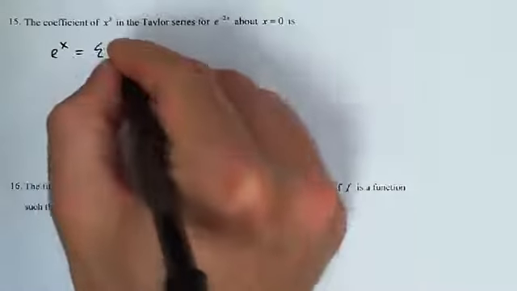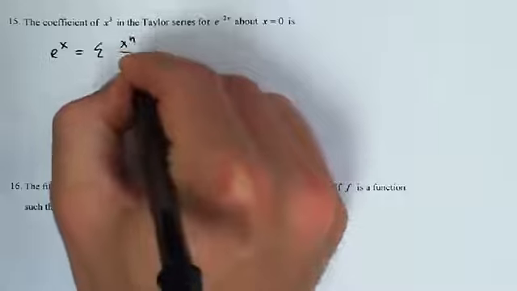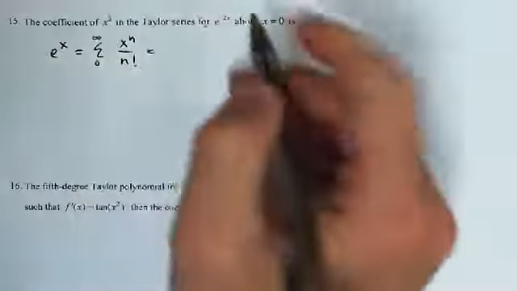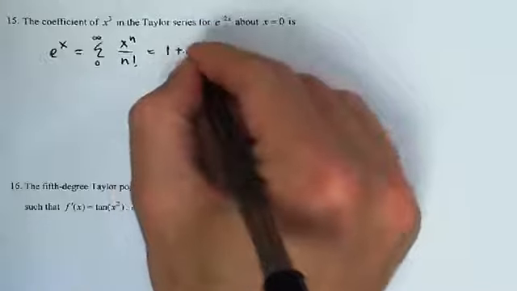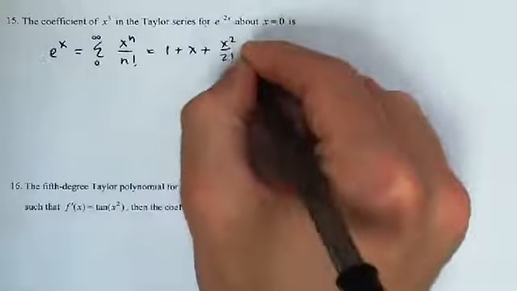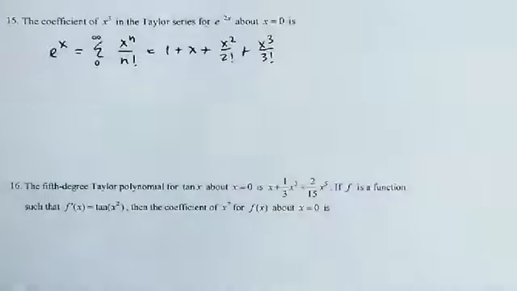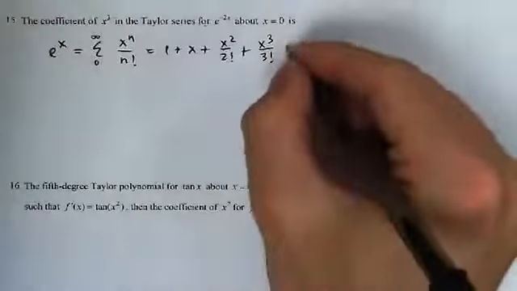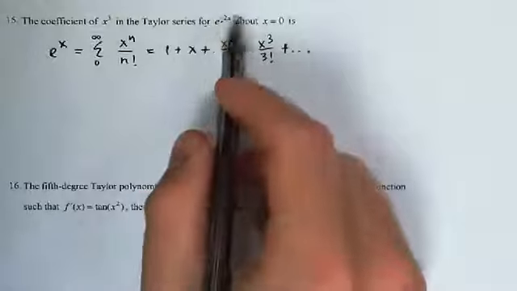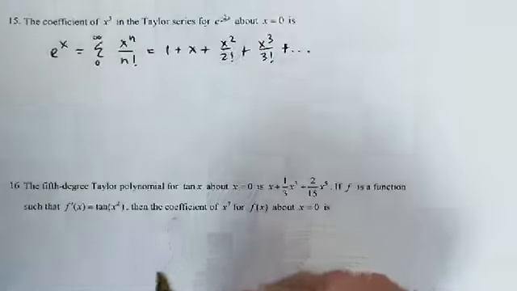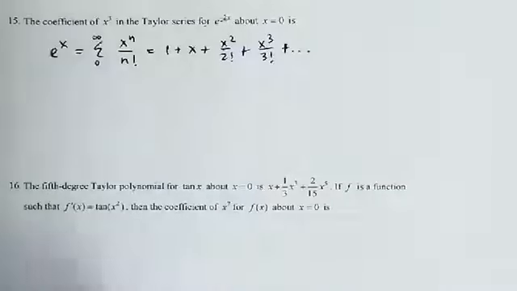e to the x, remember it's the easy one, it's x to the n over n factorial. But if I want the coefficient of x to the third, I'm just going to start writing some stuff out, and so on. But if I want to do e to the negative 2x, what I'm going to do is replace x with negative 2x.